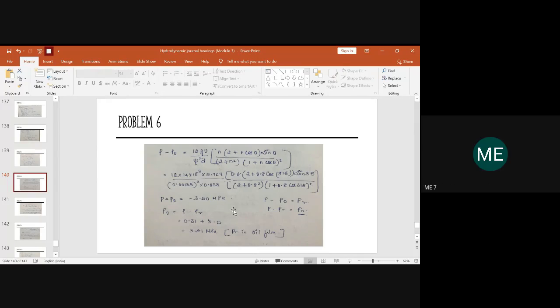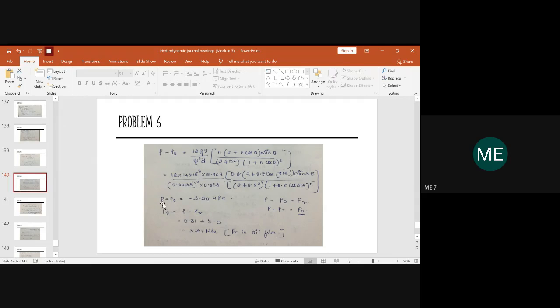3.497. Okay, minus 3.49 something you're getting. That you can round it out to minus 3.50. It is almost nearer to the value which is shown here. So you can write P minus P naught is equal to minus 3.50, or you can write down what you have got, 3.49 something. Write the same thing, no problem. It will be almost the nearest value.